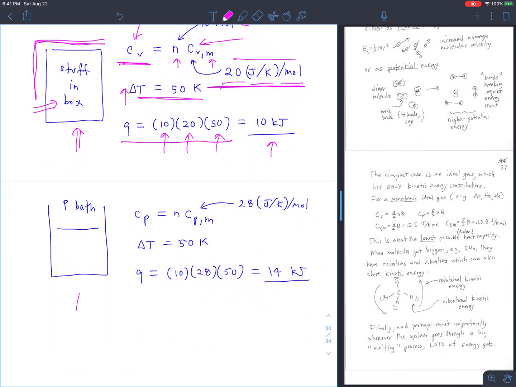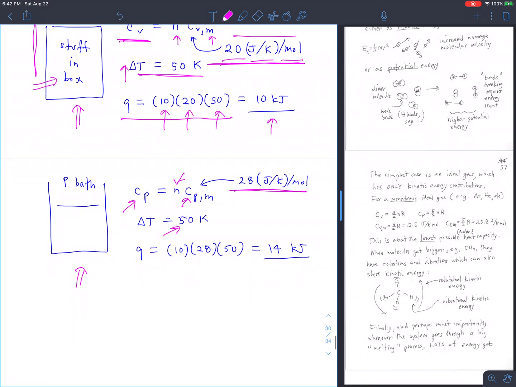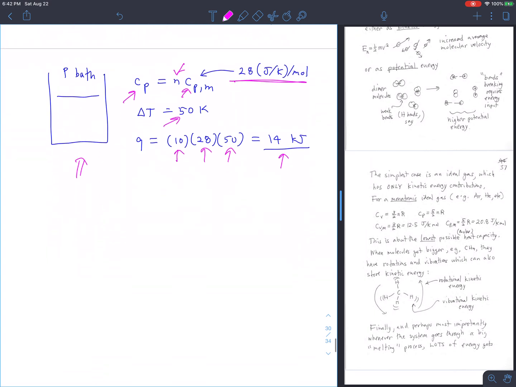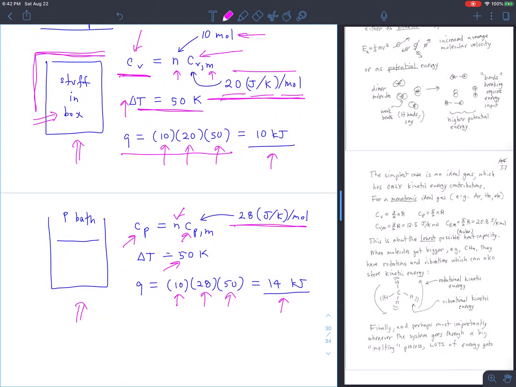Here's another case, but for a constant pressure case. Cp is N times the heat capacity per mole at constant pressure. That's always a little bigger. I just picked numbers out of the air for this example, so I picked 28 here. That's a pretty typical number, actually. And delta T of 50 again, 10 moles, 28 joules per K per mole, and 50 degrees gives you 14 kilojoules. All right, that's it for today, and we'll stop there.